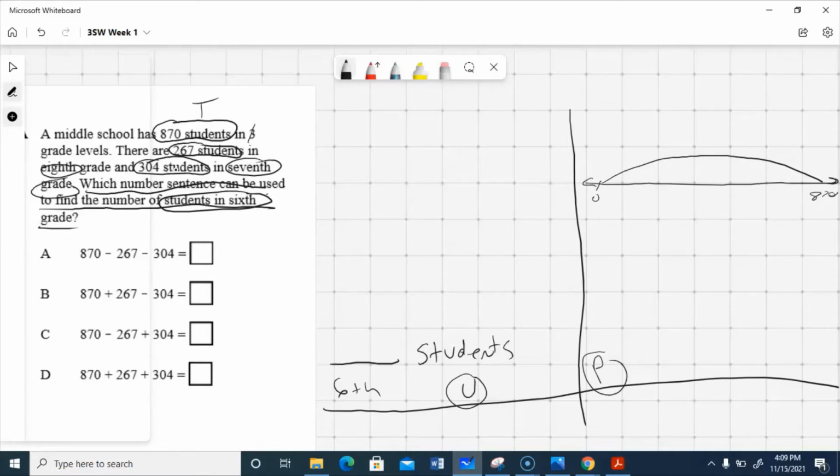Okay, and if I took away the number of students that are in the 2 grade levels that I know, so I know that the 8th grade has 267 students. And I know the 7th grade has 304 students. That would tell me how many students are in the 6th grade, because there's 3 grade levels. Okay, if I was doing a part whole model, it'd look very similar to my number line.